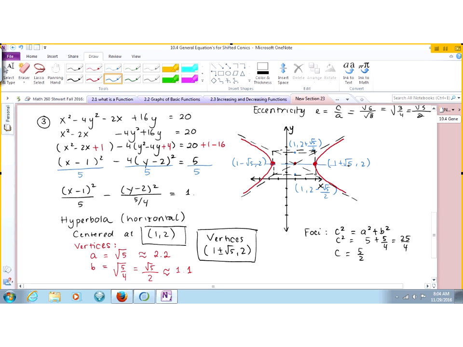So where is it? Here? On the axis? Yes. So this C is 2.5. So your C is somewhere here. Your foci. So what are the coordinates of the foci? Uh, 1 plus 2.5 is 3.5, 2. And then 1 minus 2.5 is negative 1.5. Is that right?